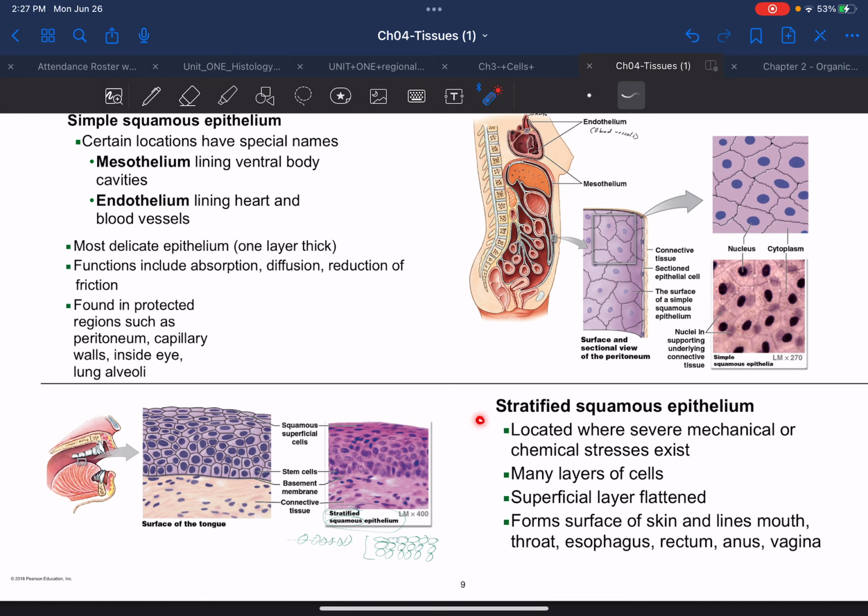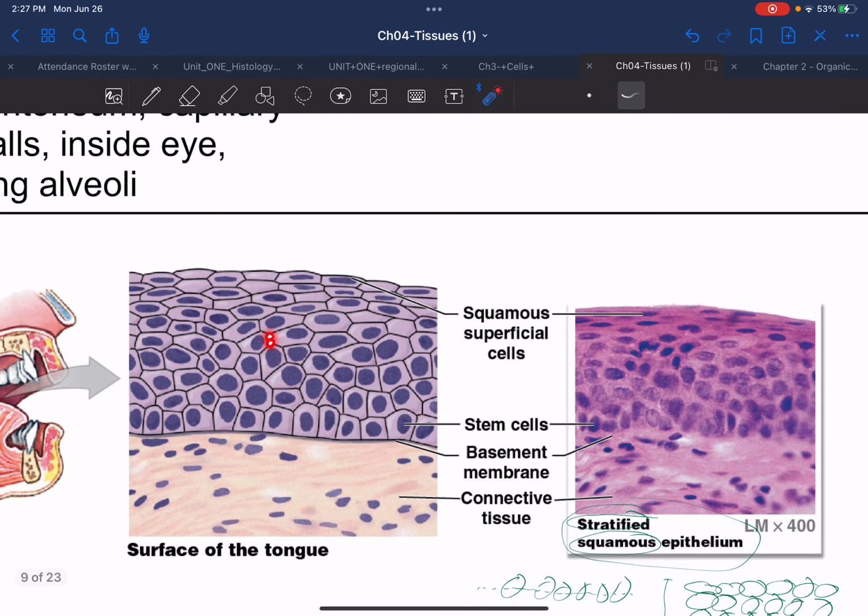Next, we have stratified squamous epithelia. This is where we're going to have a tissue where we're going to encounter a lot of mechanical stress, friction, or even chemical stress from the external environment. Remember, stratified implies many layers of cells, and these are flattened. And these are the ones that I meant will have those desmosomes. Desmosomes anchor them next to each other very well, and that's why your skin is waterproof at the end of the day, because tight junctions and desmosomes keep it waterproof. Doesn't allow things to just go down there through the cells.